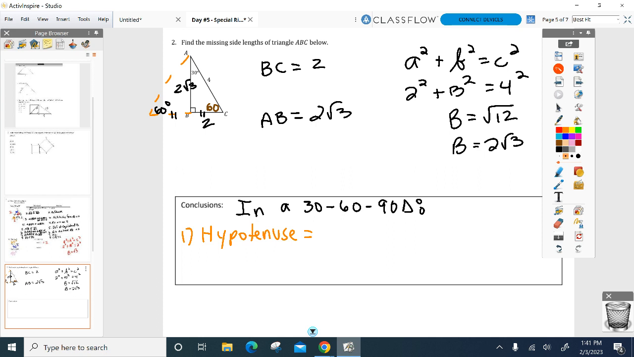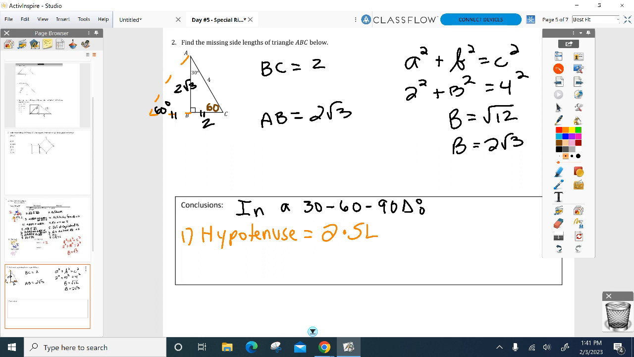Double it. All right? So what you're telling me is I'm going to take 2 times, what leg did you just give me was 2? The longer or the shorter? Thank you. Shorter leg. So it's 2 times the shorter leg for the hypotenuse. That's how you find the hypotenuse in the 30, 60, 90. 2 times the shorter leg.